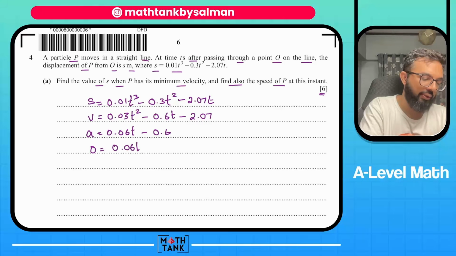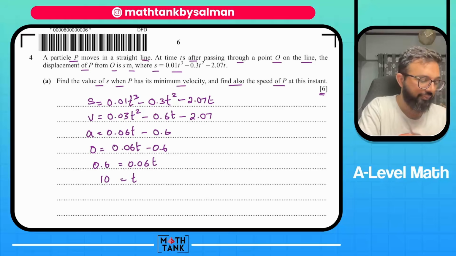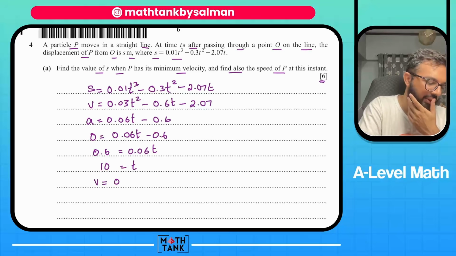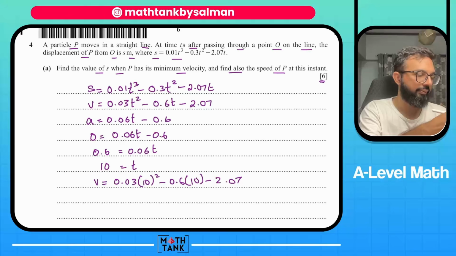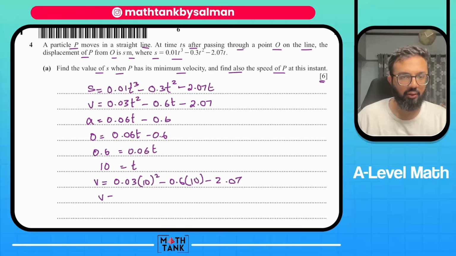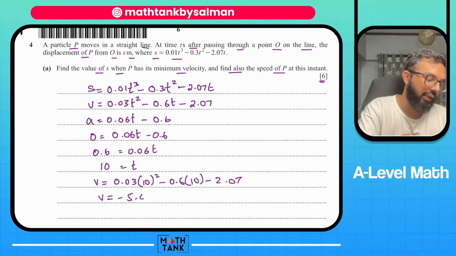I want the minimum velocity, which means that I'm going to differentiate again and say that this is then 0. So at the minimum velocity or at the maximum velocity, acceleration is 0. So 0.06 t. So t is coming out as 10, I think. So at 10, what is the velocity? Minus 5.07, is that correct? Yeah, minus 5.07. Yeah, that is the correct velocity.